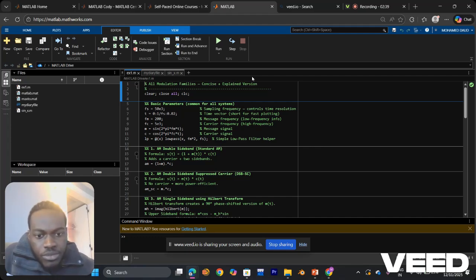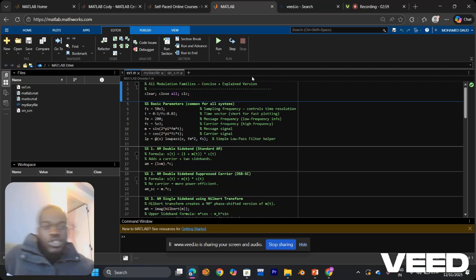Then the coherent detection of the DSB-SC: we must multiply the signal by the synchronized carrier. This shifts the baseband back to zero frequency. So after low pass filtering, we recover the original message.